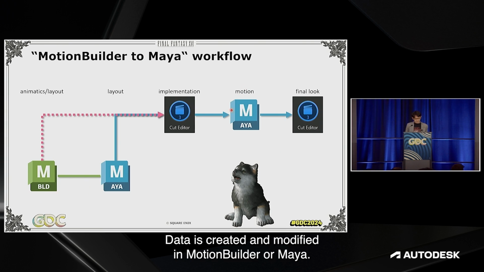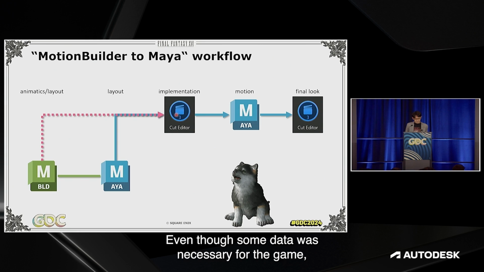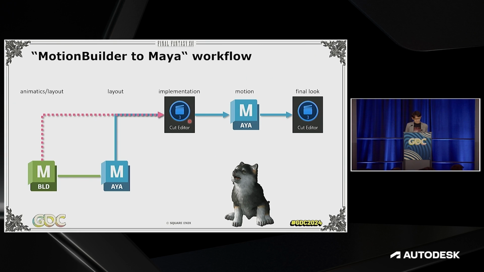Data is created and modified in Motion Builder or Maya. Then additional information for the game is set up in the cut editor. Even though some data is necessary for the game, that data would be better set up in the DCC. To respond quickly to retakes, we developed a way to link the data using an in-house tool and the DCC.